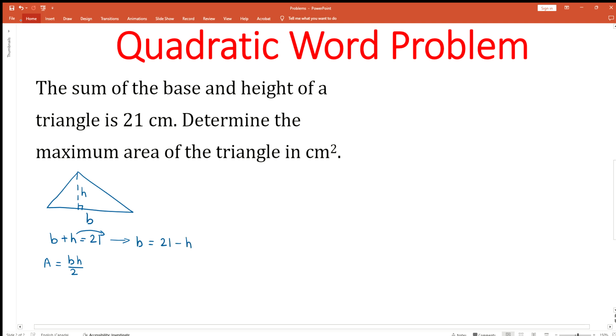Now we can do the substitution for b in the area formula. We can replace b with 21 minus h. Next, we can distribute h into the parentheses. We should multiply both terms in the parentheses by h. We can break up the fraction, 21h minus h squared over 2, into two terms.